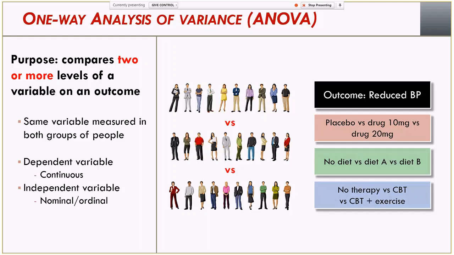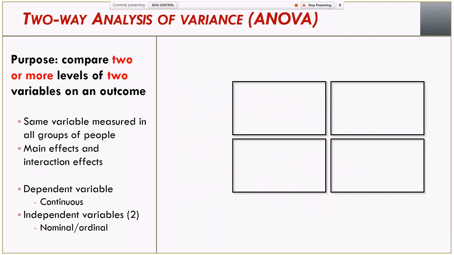So if we just focus on the drug example, we only have one grouping variable. Our grouping variable is drug condition. It has three levels: placebo, drug at 10 milligrams, drug at 20 milligrams. One variable, three levels. In two-way analysis of variance, we introduce a second variable. So two variables here, two grouping variables. Each one of them can have two or more levels, so it can get very complex.